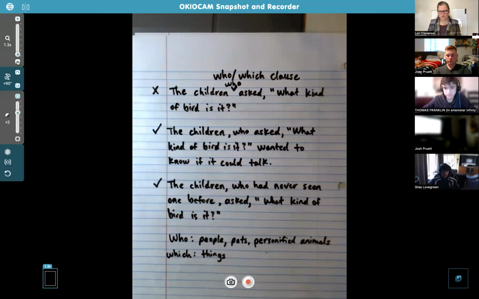The fleece, which was grabby. Which is grabby. Yeah. So if you're referring to the fleece or the wings, you would use which. If you're referring to the actual animals, because they're personified in this story, you would use who. So here are the examples.